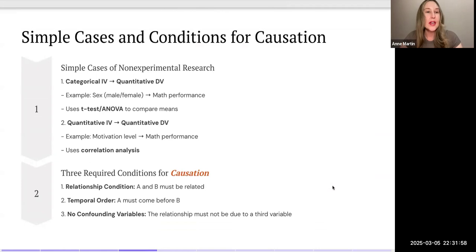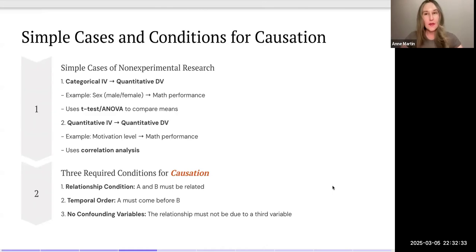An example that you'll read in the text is the correlation between biological sex and math performance, and all of the potential other factors that might be leading to this relationship. They also looked at motivation and math performance, and again used correlation analysis, but talked about all of the other factors that were contributing to the relationship that they saw. And because there were other factors, it's impossible to isolate one variable as causing the other.